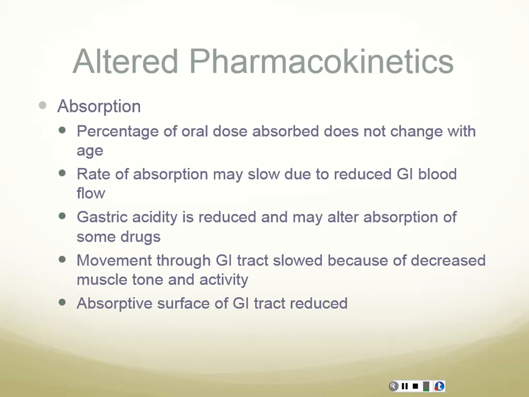Gastric acidity is reduced, which may alter the absorption of some drugs. It depends if they need a more acidic or alkaline environment. Decreased muscle tone and activity is the reason that we have decreased gastric emptying, and the absorptive surface of the GI tract is reduced.